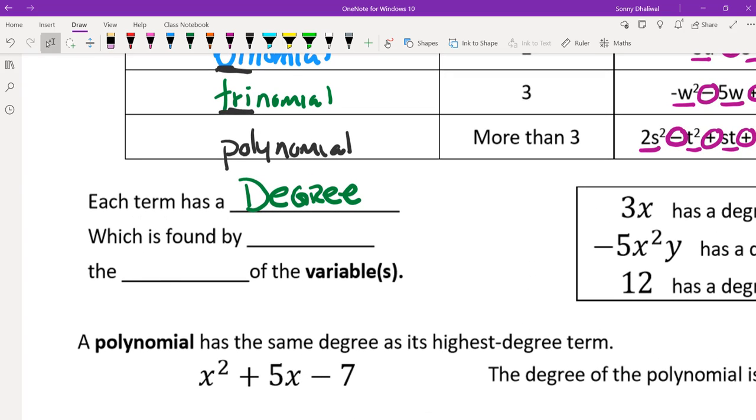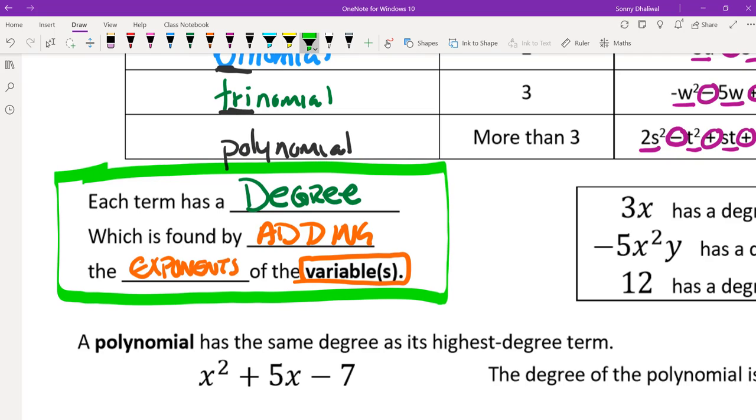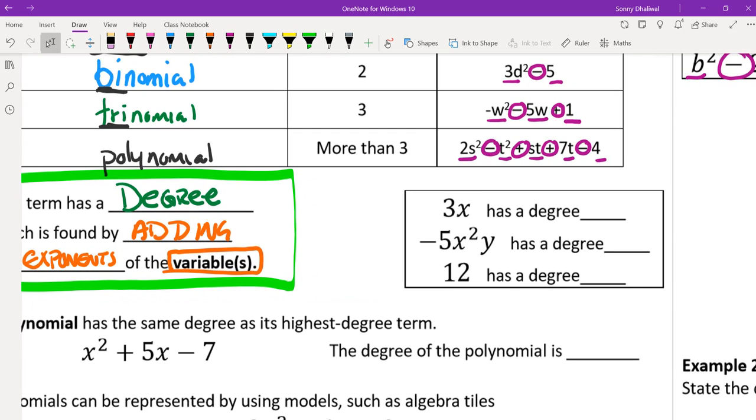Okay. So the question is, how do we find degrees? We find it by adding the exponents on the variable. That's how you tell what a degree is. Finding the degree of a term is by adding the exponents on the variable. So I'm going to scroll a little bit to the right here, to this box right here. I have 3x. Yes, Izzy? Yeah, so the x has an imaginary 1 here as exponent. So this has a degree of 1.